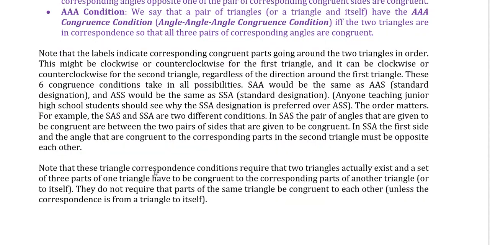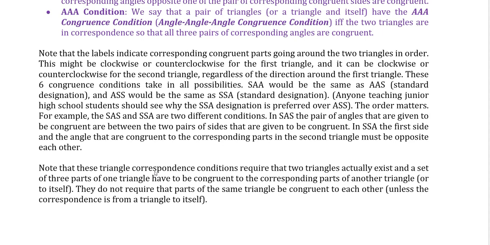And now notice a couple things. The labels that correspond to congruent parts go around the triangle in order. This might be clockwise or counterclockwise for the first triangle, and it can be clockwise or counterclockwise for the second triangle, regardless of the direction around the first. So you can go clockwise around one, then either clockwise or counterclockwise around the other. These 6 congruence conditions take in all the possibilities.